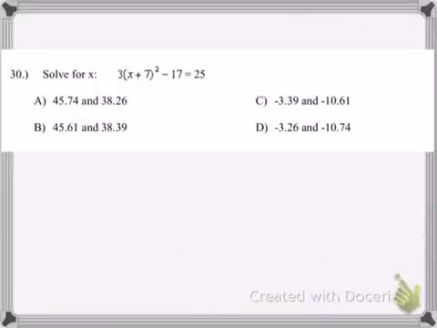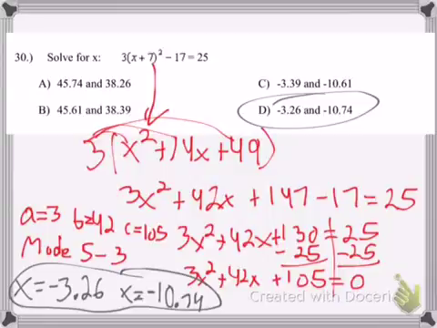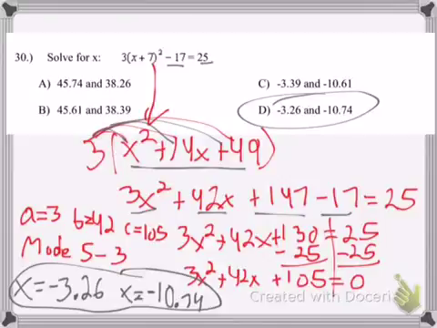Solve for x. 3 parentheses x plus 7 close parentheses squared minus 17 equals 25. Here, the first step I do is multiply that out, and get x squared plus 14x plus 49. I use the area model to do that, and then I distribute my 3. Alright, I get 3x squared plus 42x plus 147 minus 17 equals 25. Combine my like terms here: 130, and I subtract 25 from both sides. Get 105. So my A is 3, my B is 42, and my C is 105.